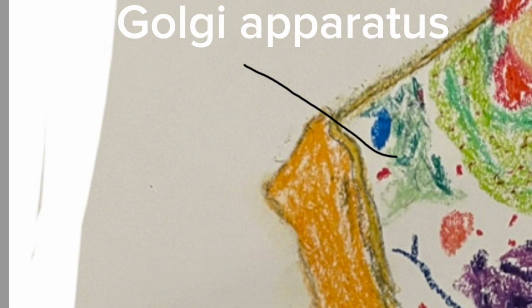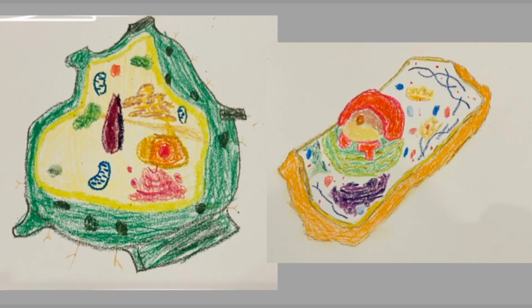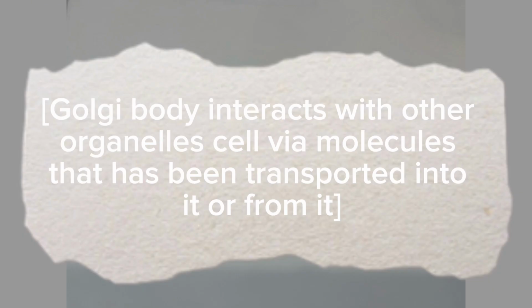Then as we continue to the left, the next one is the Golgi apparatus. It's a cell organelle that helps process and package protein and lipid molecules, especially proteins designated to be exported from the cell. It is found in animal and plant cells. The Golgi body interacts with other organelles via molecules that have been transported into it or from it.